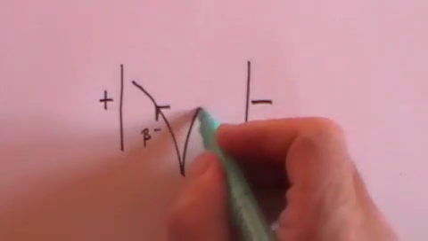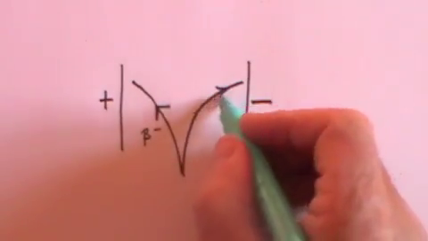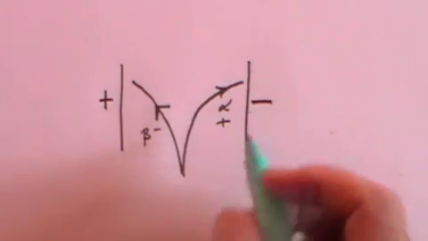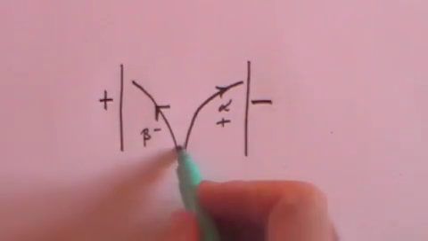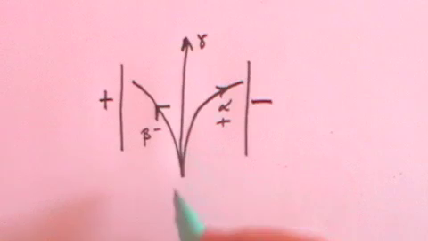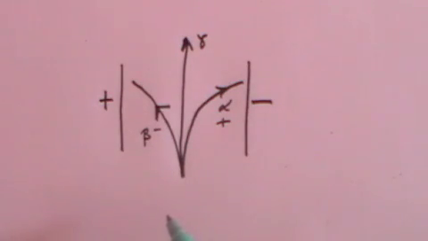There was one set of particles which veered toward the negative plate. They were called alpha particles, so they had to be positively charged. And there was a set of particles that didn't veer at all. They went straight ahead, and they were called gamma particles, which meant that they wouldn't have any charge at all.